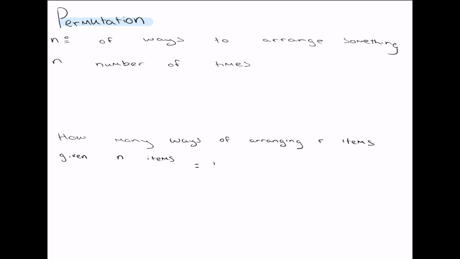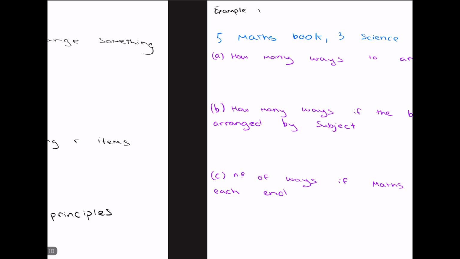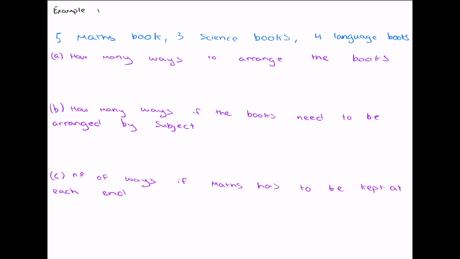You'll see that when you do the Revision Village questions on permutation and combination, it's called counting principles. Although it might seem confusing right now, hopefully when we do the examples, you'll start to get the gist of it. So let's go straight into the examples for permutations.